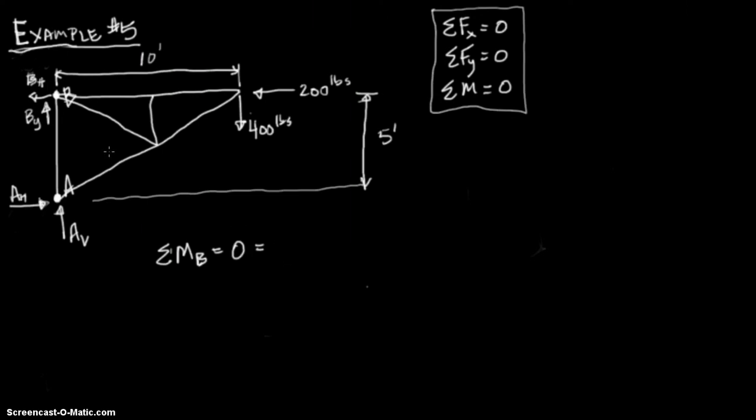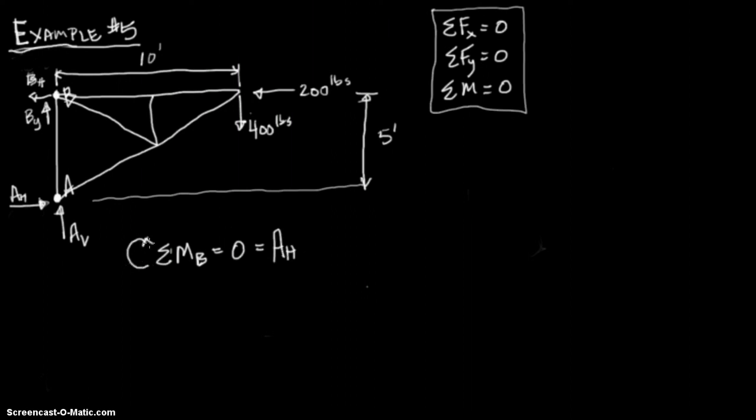If you're summing the moments about B, AV times 0 is 0, BY times 0 is 0, and BH times 0 is 0, so we're just not even going to write those. Now you have AH as your one variable that you're going to solve for.